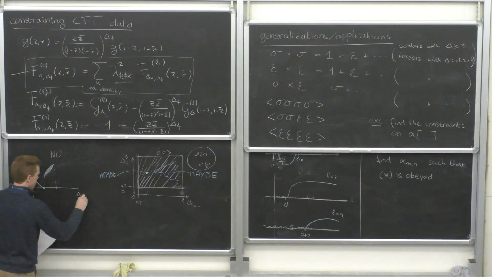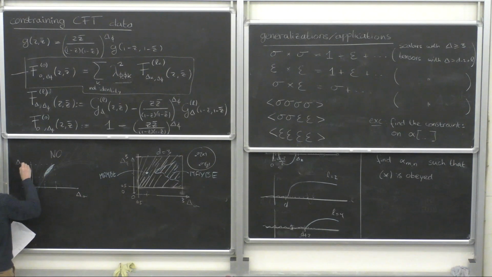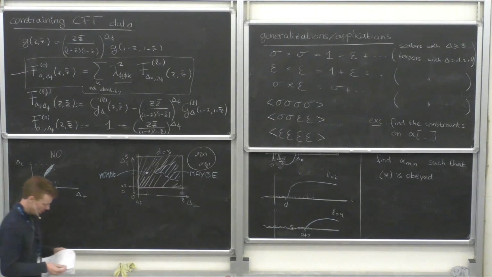So here's delta sigma, here's delta epsilon. And this value, I think I copied it. Someone made a Wikipedia page with these things. So if you search for Ising critical exponents, you get this thing. Where did I put it?